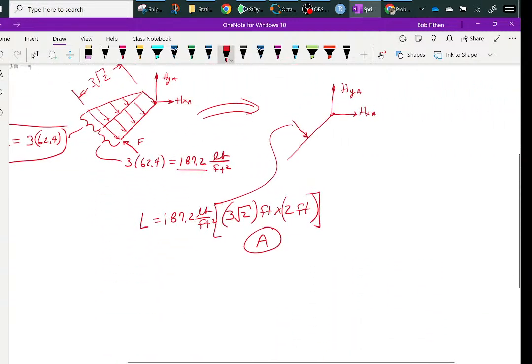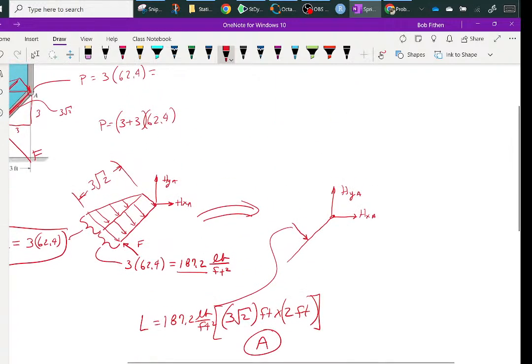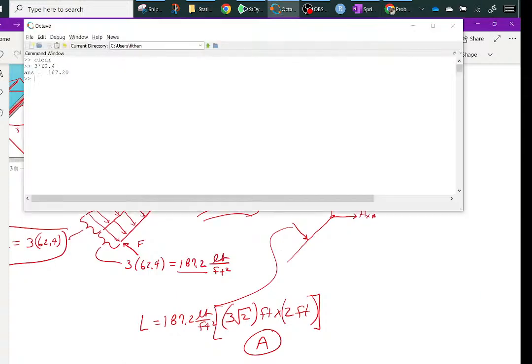And so what you end up with is the load there is equal to, here, let me drag it down here, 187 times 2 times 3 times the square root of 2, which gives me 1588.